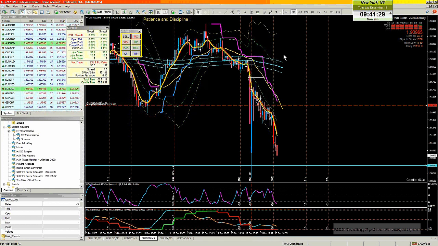And you can see that it seems that my context analysis for the pound kiwi was correct. My bias since the London Open was going short with the pound kiwi, and indeed the pound kiwi has resumed the downtrend even before the news release on the US dollar, the US dollar CPI.